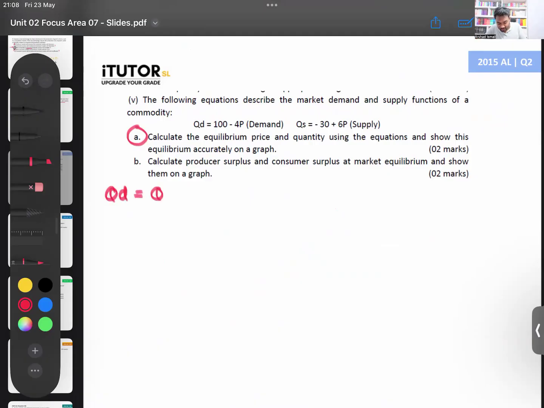QD equals QS. 100 minus 4P is equal to minus 30 plus 6P. So if you work it out, how much do you get for price? How much do you get for quantity?